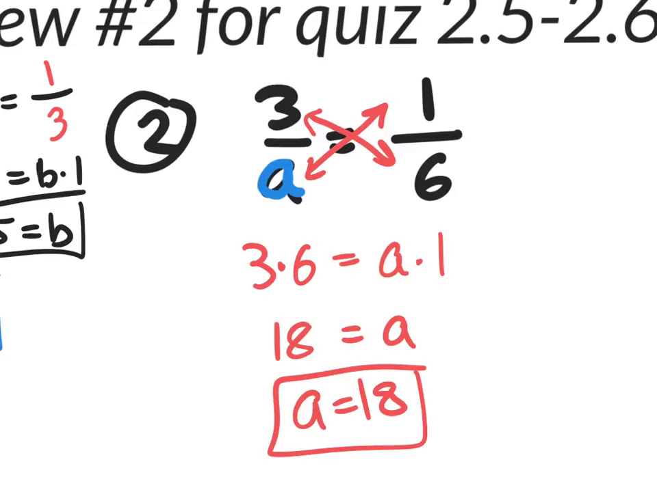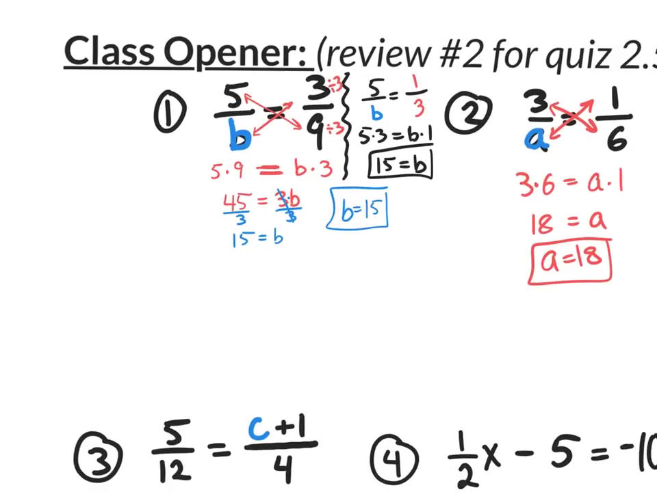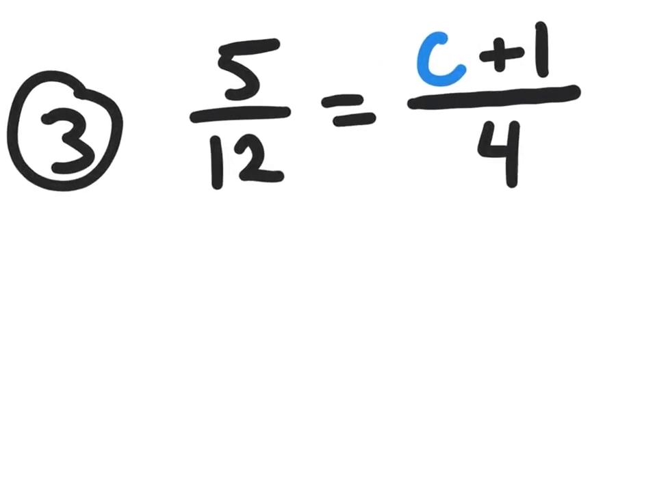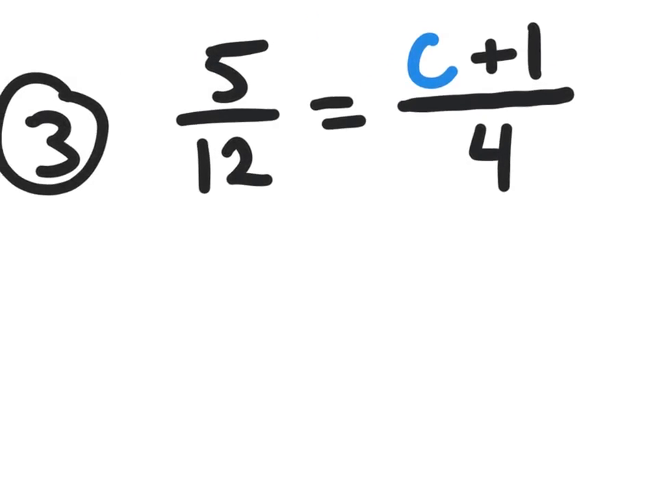Easy peasy, lemon squeezy. Simple as popping a pimple in a dimple. So gross. Number 3, what's the important thing to do before you start cross multiplying on this one?